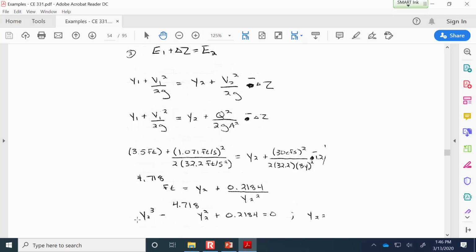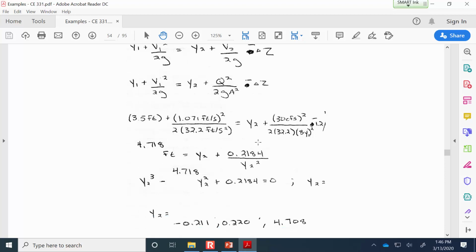So this is a cubic equation, and we need to find all of the roots to know which one to select. For this cubic equation, the possible roots are negative 0.211, which doesn't make any physical sense in the case of flow. But then there are 2 non-negative roots, one which would correspond to supercritical flow conditions, and one that corresponds to subcritical flow conditions.